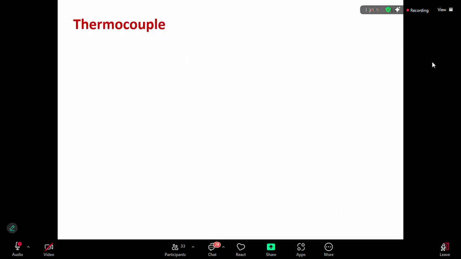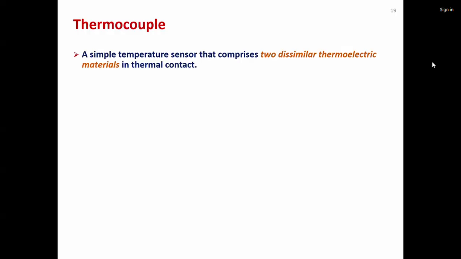Right. So now I talk about thermocouples. So we talked about RTDs, resistance temperature detectors. We talked about thermistors. Now we talk about thermocouples. Thermocouples are very important. It's probably the most commonly used temperature sensor across. So we will spend some time talking about thermocouples in detail.